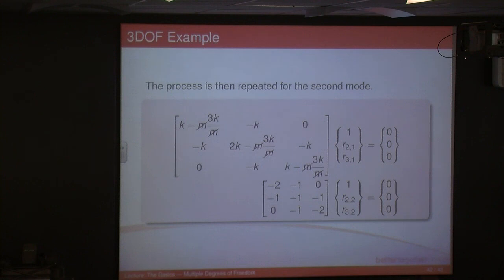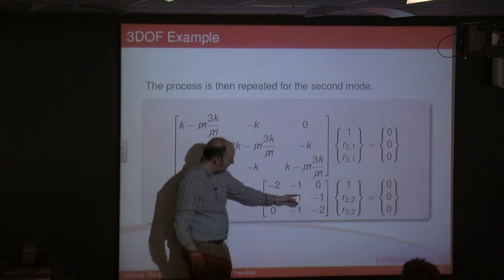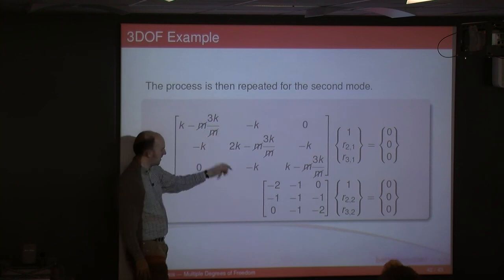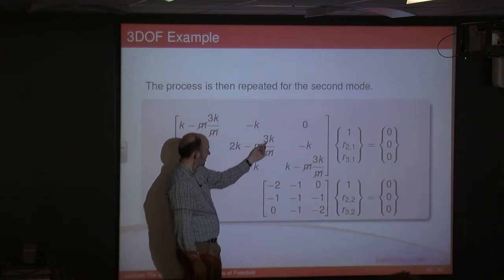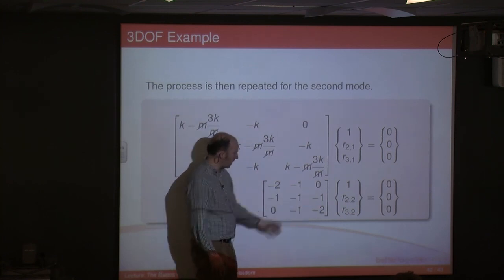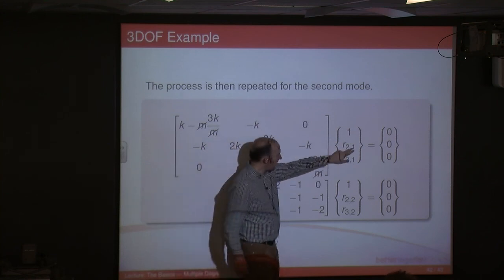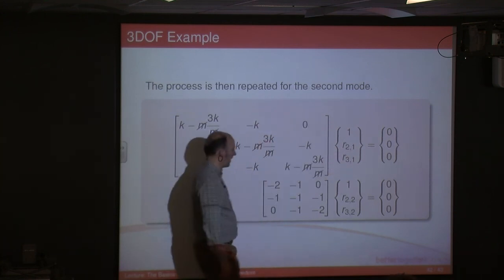The process can be repeated with 3K upon M. So you go through and you end up with this, again, the M's cancel, we end up with 1 minus 3, which is minus 2. Here we've got minus 1, here we've got 2 minus 3, so it's minus 1, and so on. Again, 2 equations, 3 unknowns. In your notes, that's 2 and 2. That's correct in your notes. Here it's wrong, so don't worry about that.